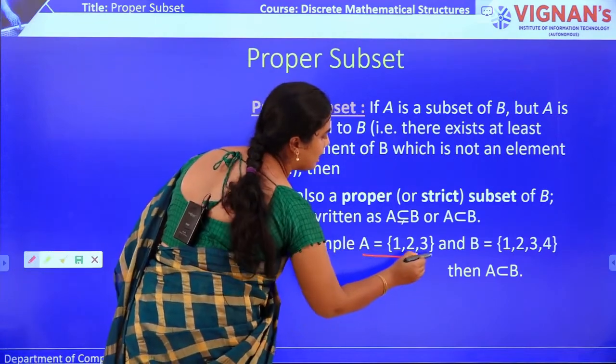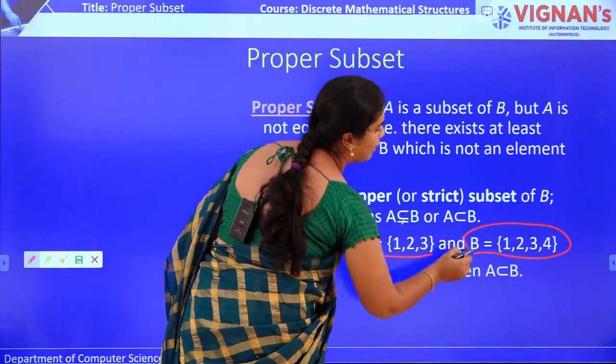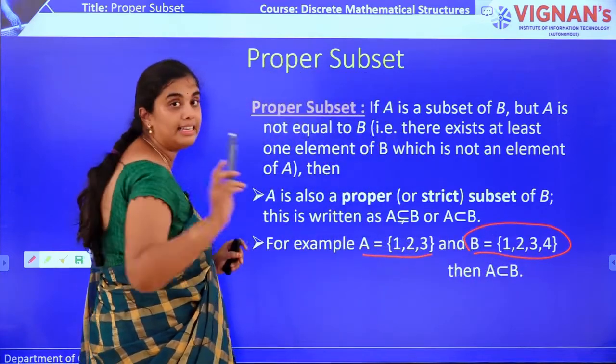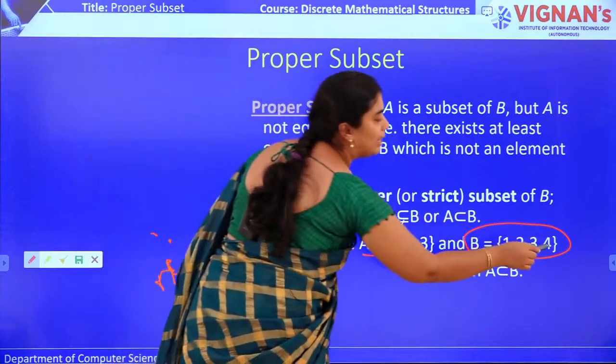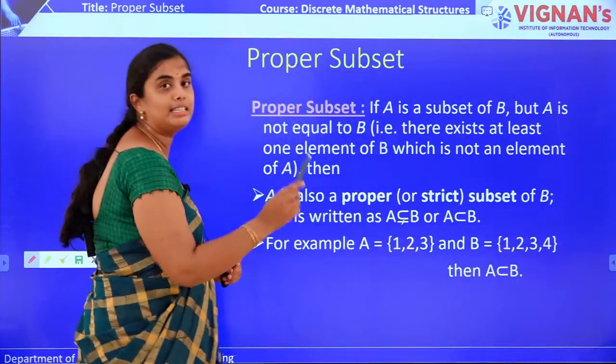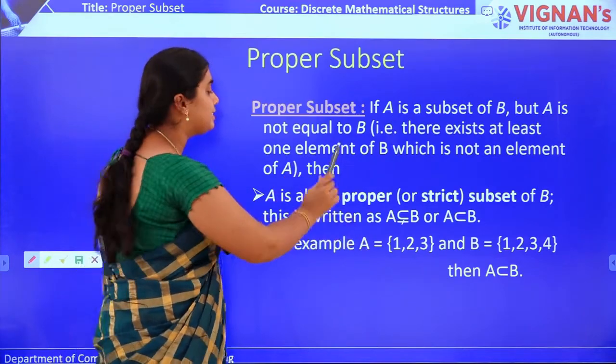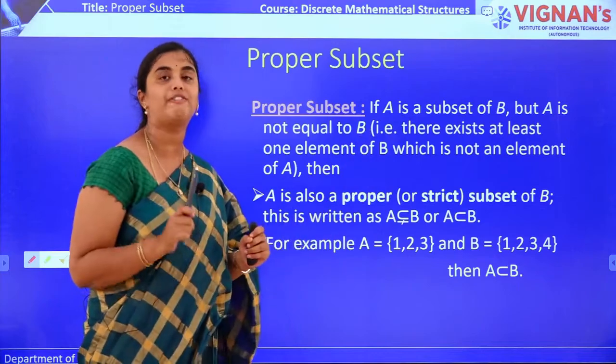Here A contains elements 1 2 3 and B contains elements 1 2 3 4. That means B contains at least one element. What is that one element? 4. B contains at least one element, which is 4, that is not present in A. So in that case, A is called the proper subset of B.